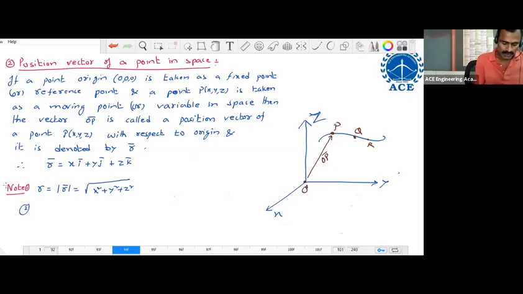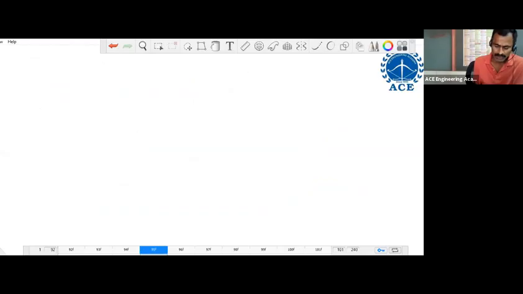Next, note point number 2. dr bar equal to dx i bar plus dy j bar plus dz k bar. Change in R bar, change in position vector R bar, is given by dr bar. Right? Now, this is the position vector of a point. Next, after note point, its position vector of a point continuation.